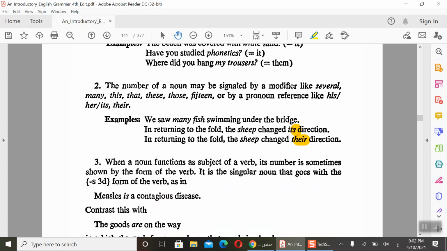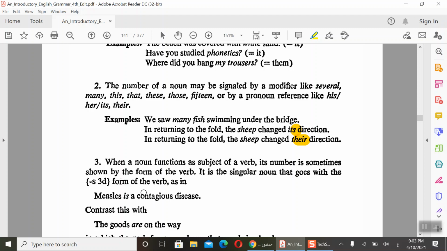Number three: when a noun functions as the subject of a verb, its number is sometimes shown by the form of the verb. It is the singular noun that goes with the third person. You are familiar with this: when you have a subject and the verb takes s, this means that it is singular. For example, measles is a contagious disease. So here measles is singular. Although it has s, it means the German measles, so it is a disease. You see here, is.